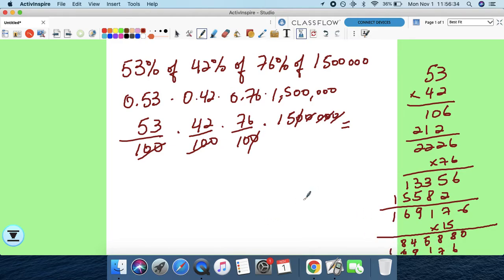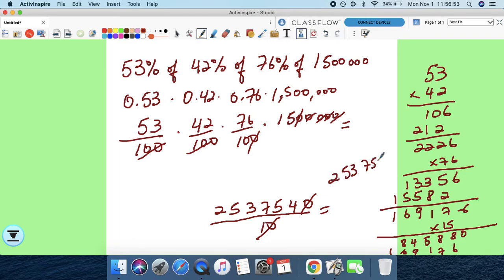So let's add them up. I get 0, I get a 4, I get a 5, I get a 7, I get a 3, I get a 5, and I get a 2. So that's the numerator, and then we're going to divide that by 10, right? Because I have a 10 here left over. So that 0 and that 0 goes away. Final answer, 253,754 people voted for the winning mayor.